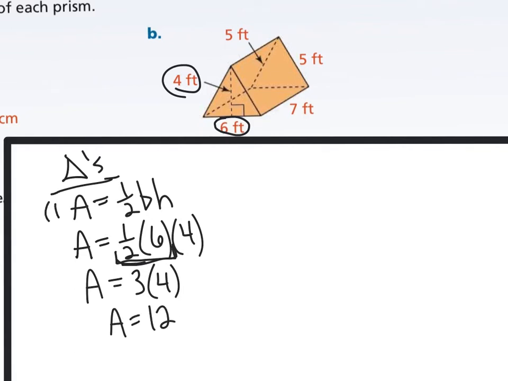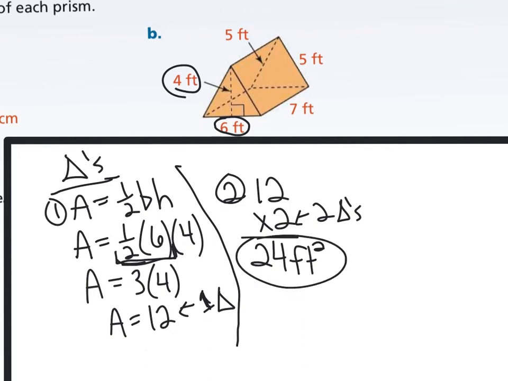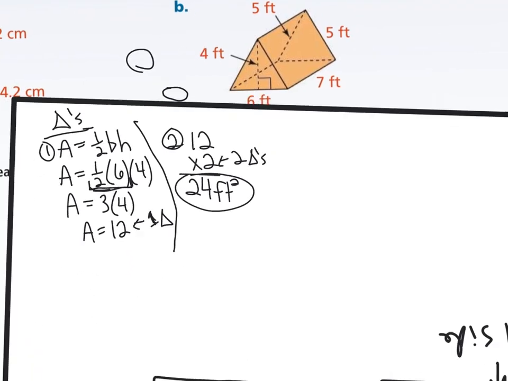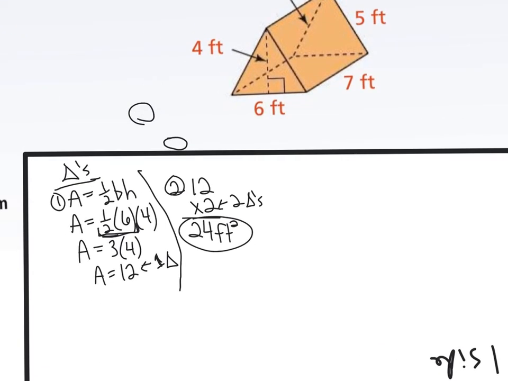Now understand that that is just for one triangle. So since we have 2 of them, we'll multiply it by 2. And notice I'm putting some notes here so that somebody just looking at this could maybe figure out what I was doing to get my answer. So 12 times 2 is 24. So 24 square feet for the triangles. I'm going to circle that answer. It's not my final answer, but it's a number that I'm going to need to use later when I figure out my final answer for this problem.